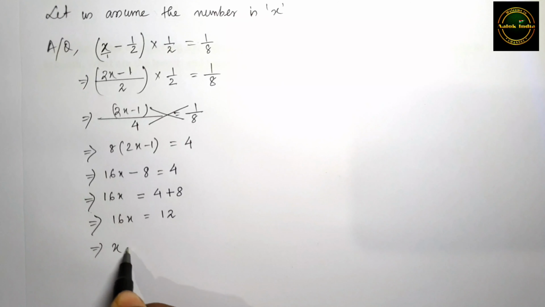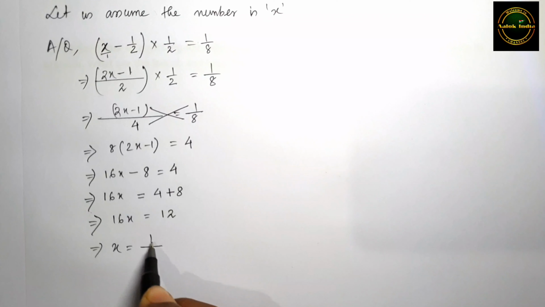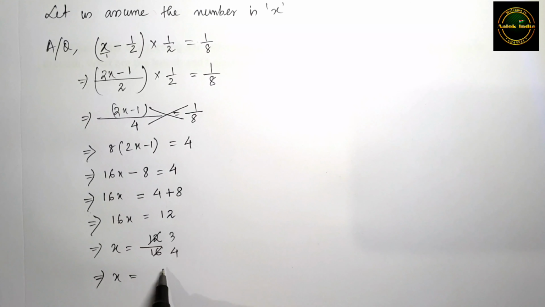Now x is equal to 12 by 16. The 16 will come as a denominator here as a divide. Now we can cancel it by 4. 4 3s are 12, 4 4s are 16. So ultimately we get the value of x is 3 by 4. Therefore the number is 3 by 4. So this is our answer.